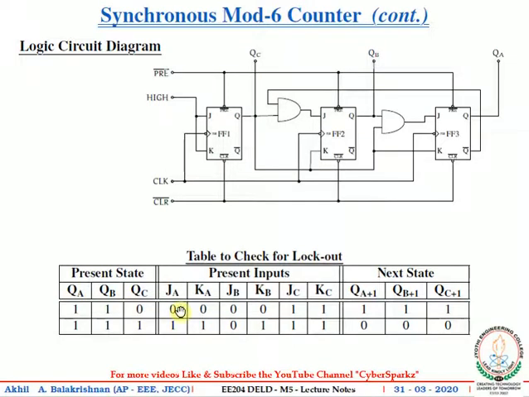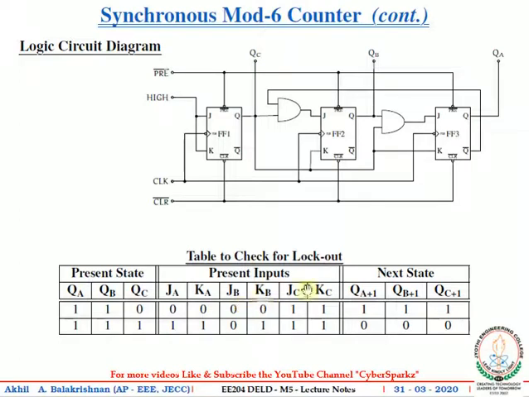Present state is 110. So let's see the present inputs. Since J and K of the first flip-flop are connected to high, JC and KC will always be equal to 1. Since the K inputs of the second and third flip-flop are connected to the output of the first flip-flop, their value is also 0. That is KB is 0, KA is 0. The output of the AND gate will act as the J input for the second and third flip-flop. Here one of the inputs of the AND gate is the output of the first flip-flop. Since it is 0, the output of the AND gate is also 0, so we don't need to check the second input of the AND gate. So here JA and JB are also 0.